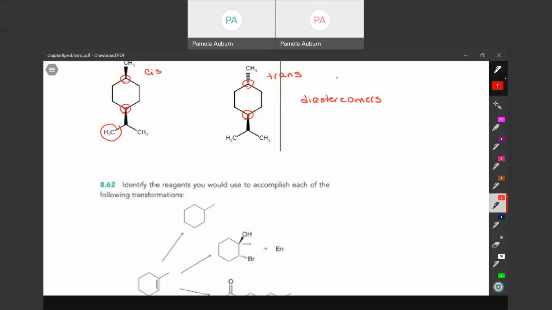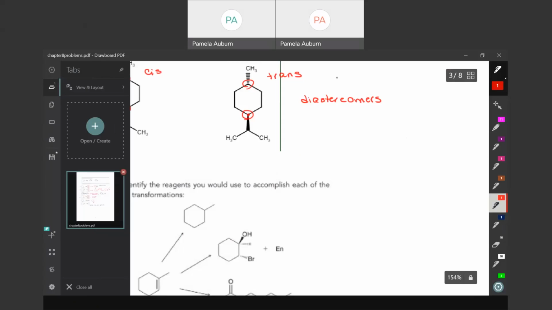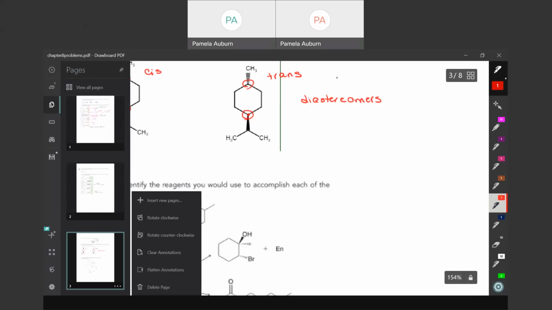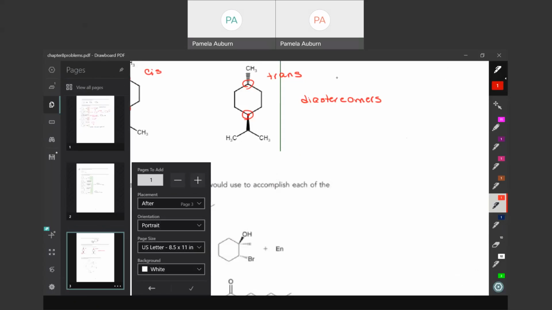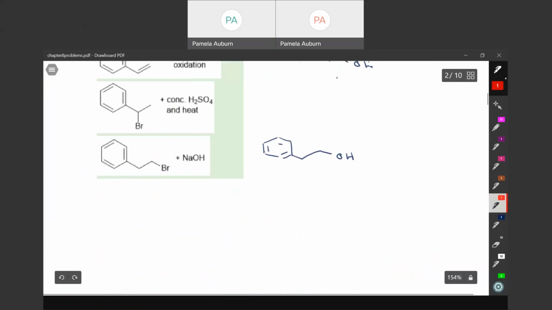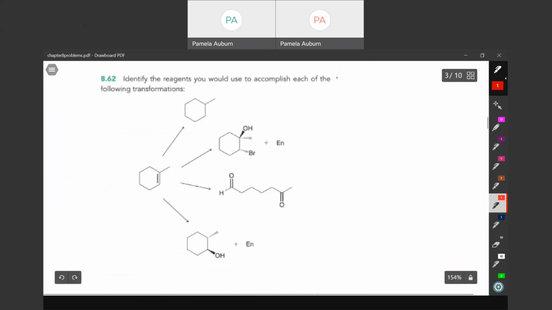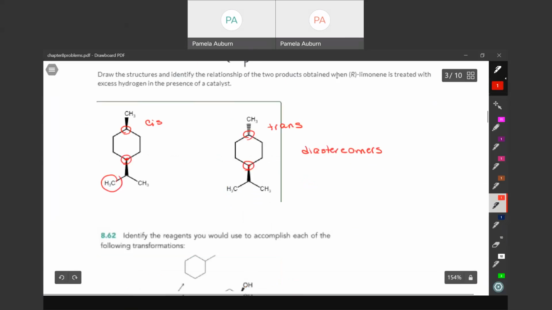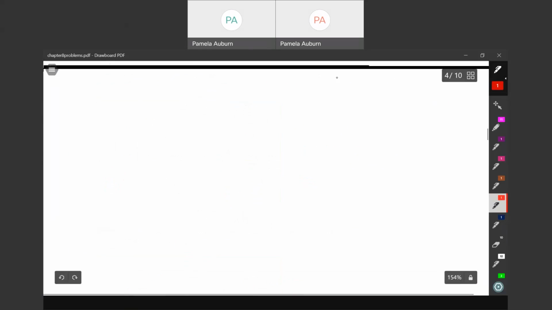the stereochemistry of adding bromine to a double bond. And I'm going to insert 2 pages. No, insert them. Maybe it did it after this page. It did, so we'll come back.